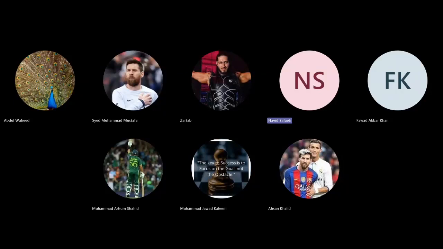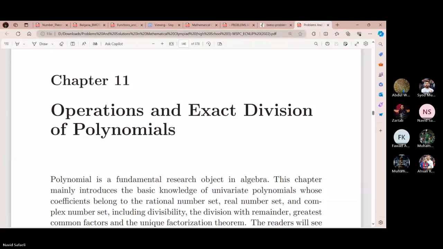Second, I am going to share the screen. Okay, can you see the screen? Good. Indeed.